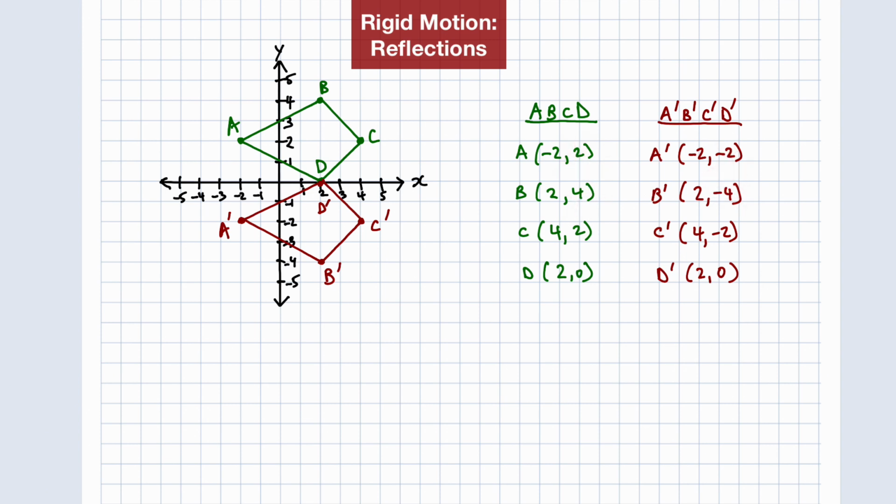So does that hold true for the other 2 points? Well, let's take a look. Our x value here is 4. Over here it's also 4 for C prime. And then the y value here is 2. Well, what's the opposite of 2? It's negative 2. So this seems to be holding true. And then the last point, point D versus D prime, our x value is 2.